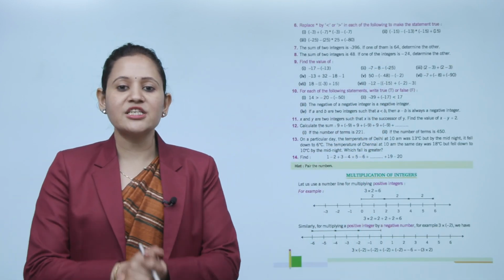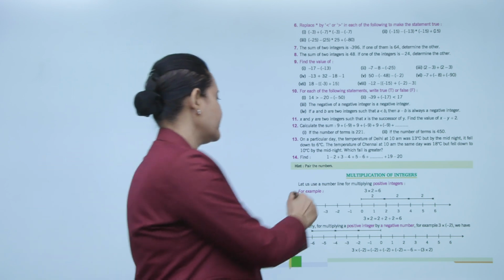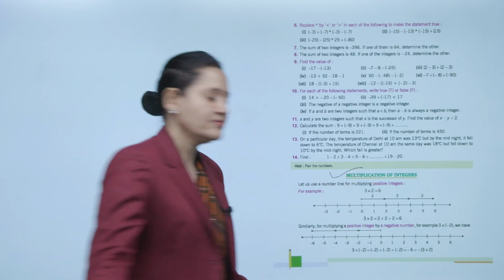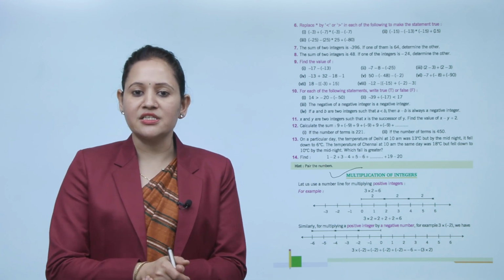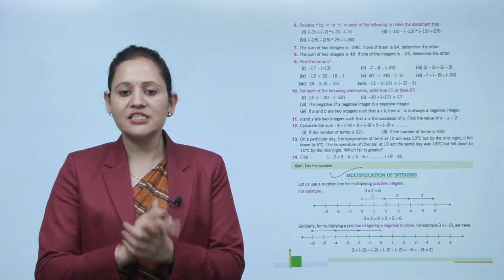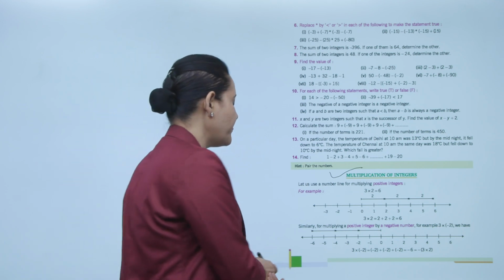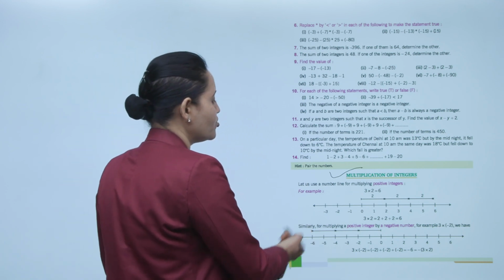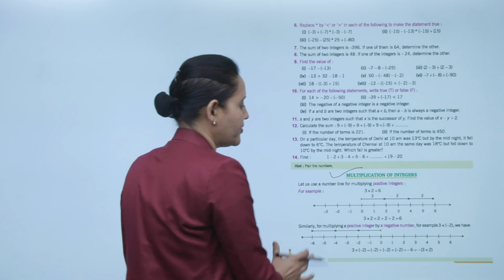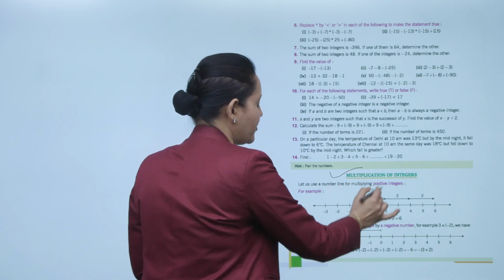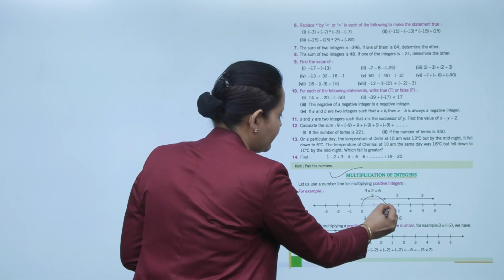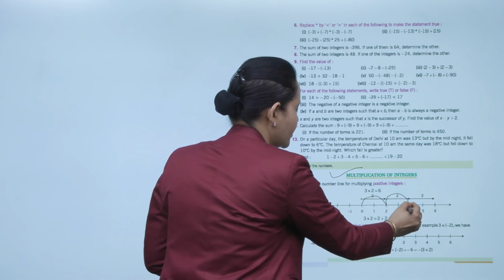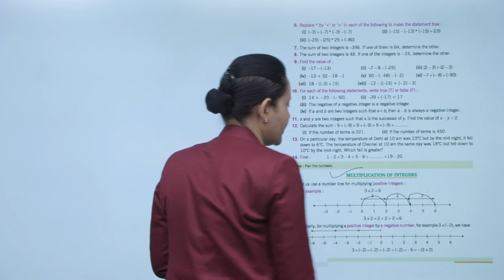Next is multiplication of integers. Let us use the number line for multiplying positive integers. 3 into 2, that is 6. So 3 into 2. So what will we do? Maybe 1 time, 2 times and 3 times.